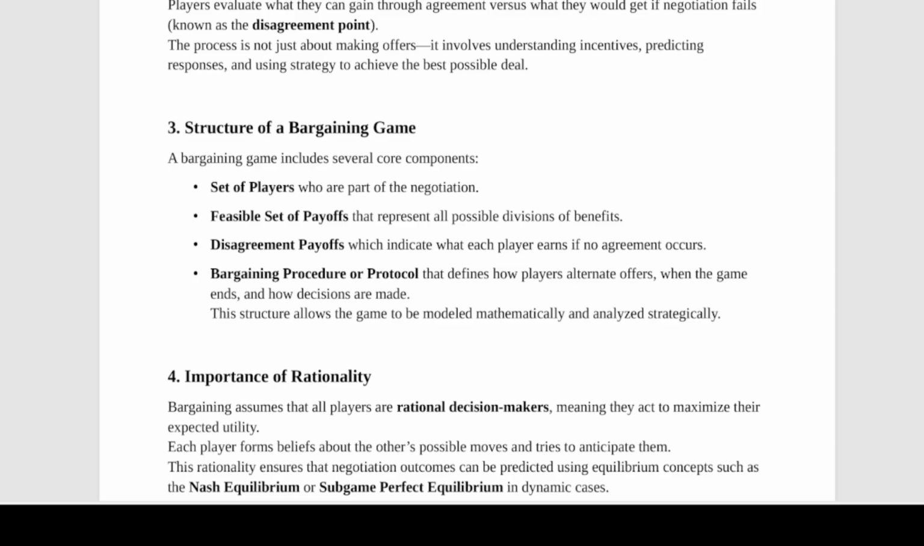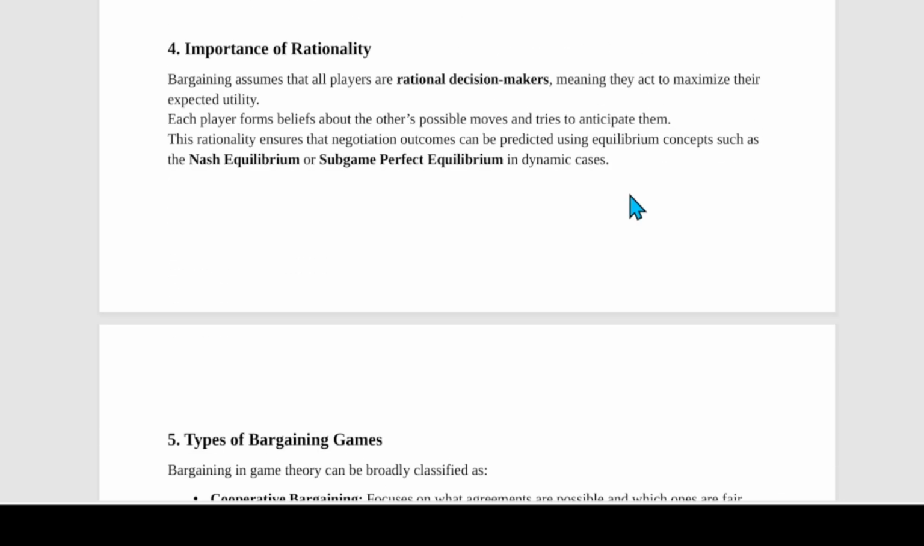So basically some rules and protocols will also be followed in the game, right? The benefit of these is that they will make the game predictable and measurable. Now the next topic, rationality in bargaining. Let us assume that players are smart and want the best results for themselves.